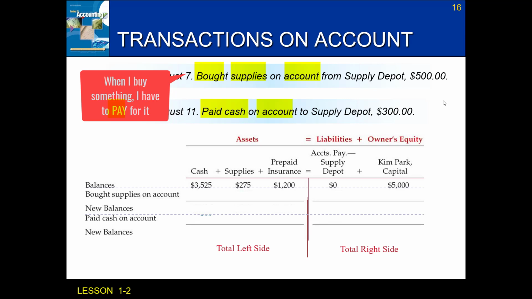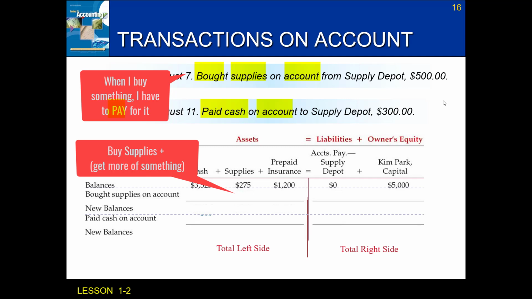When I buy supplies on account, I'm looking at the supplies as my keyword here. If I buy supplies, I'm getting more of something. So if I go and buy toilet paper, I'm increasing my supply of toilet paper. So I'm going to have a plus under supplies on the left. And if my accounts payable is on the right side, I have to do the same thing.